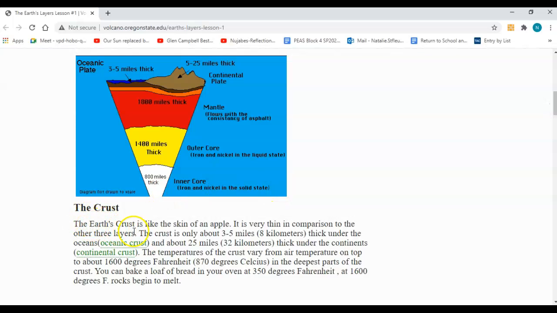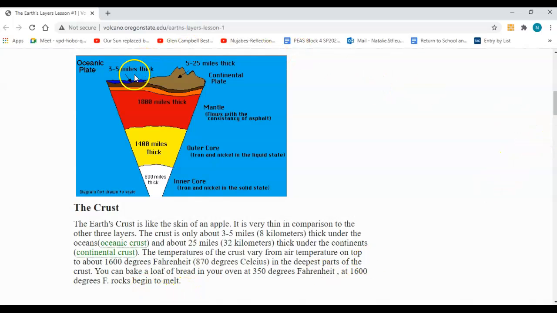The crust. The Earth's crust is like the skin of an apple. It is very thin in comparison to the other 3 layers. The crust is only about 3 to 5 miles or 8 kilometers thick under the oceans, oceanic crust, and about 25 miles or 32 kilometers thick under the continents, continental crust. The temperatures of the crust vary from air temperature on the top to about 1600 degrees Fahrenheit, 807 degrees Celsius, in the deepest parts of the crust. You can bake a loaf of bread in your oven at 350 degrees Fahrenheit. At 1600 degrees Fahrenheit, rocks begin to melt.